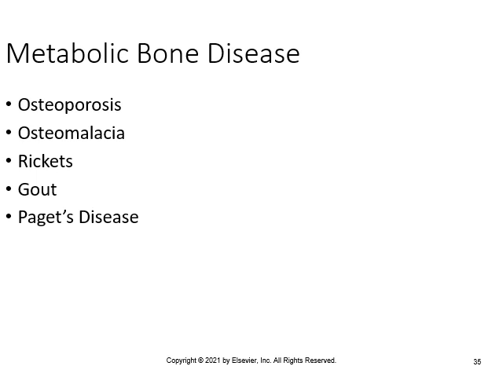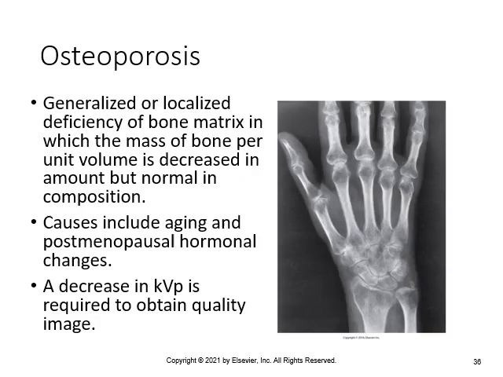That brings us to metabolic bone disease. So in this group of diseases, we have osteoporosis, osteomyelitis, Rickets, gout, and Paget's disease. Our first kind of metabolic bone disease we're going to talk about is osteoporosis, and this is a very common disease, and you guys have probably seen this a lot in your patients already.